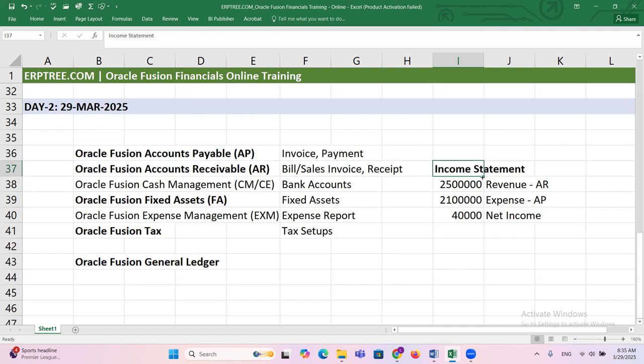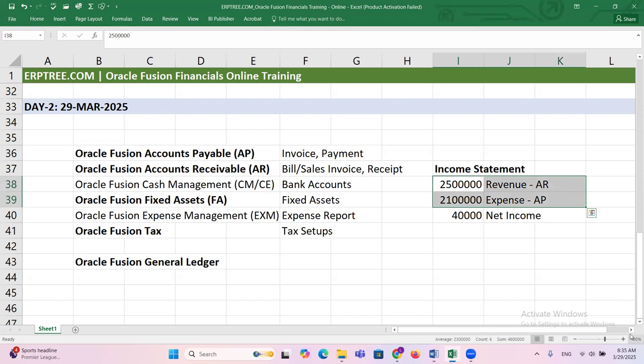So if I want to create this kind of report, is it possible to create within AP? If I go to AP, I can get only this 21 lakhs expense information. If I go to AR, I can get this revenue information, the revenue information in the form of sales invoices. But if I want to create the income statement, I need expense as well as revenue information in one place.